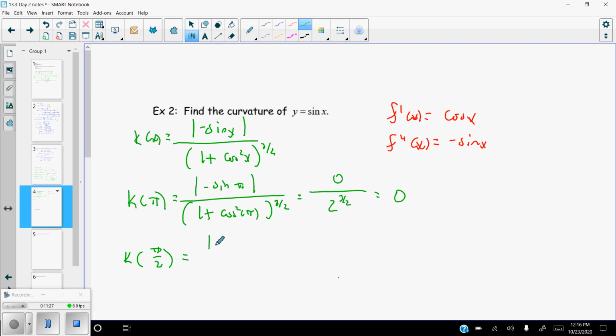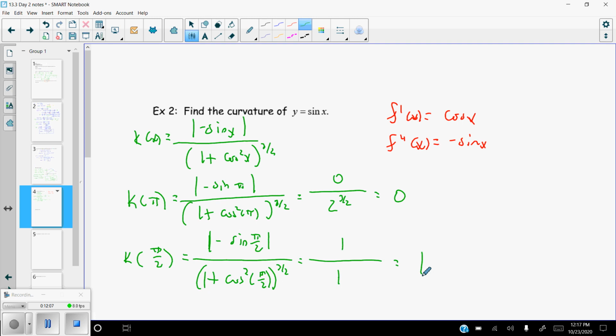So we would do the negative sine of pi halves, absolute value, over 1 plus cosine squared of pi halves, all raised to the 3/2 power. So the sine of pi halves is 1. Negative is going to give us negative 1, but it is the absolute value, so we get 1 on top. And the cosine of pi halves is 0, so 0 squared is still 0, plus 1 is 1, 1 to the 3/2 is 1, so we ultimately get a curvature of 1.